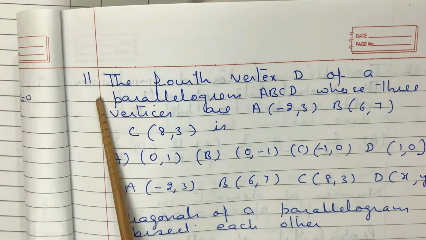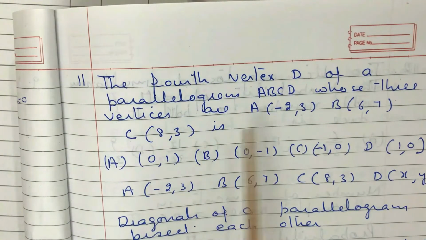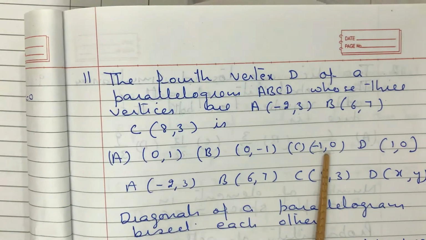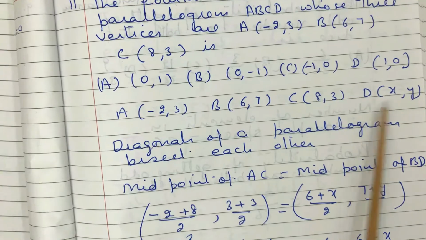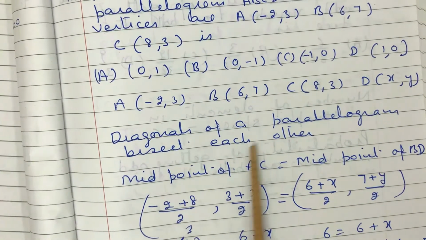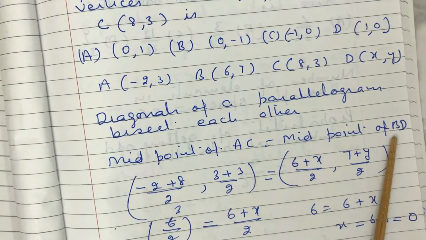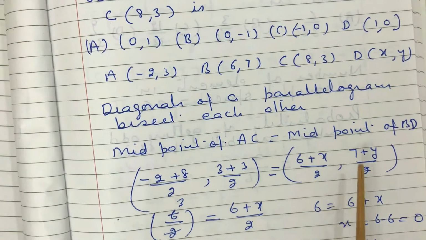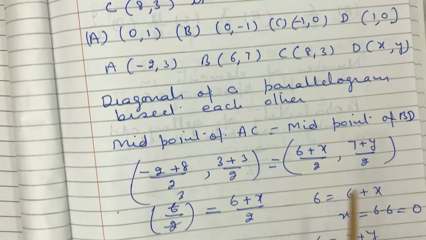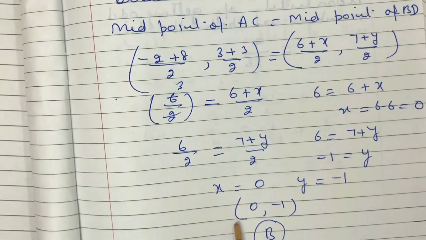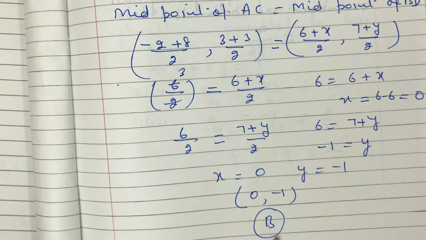Now 11th question. The fourth vertex D of a parallelogram ABCD whose 3 vertices are given. Now there are 4 options. Now these are the 3 vertices and let D be x and y. Now we know diagonals of a parallelogram bisect each other. So midpoint of AC is equal to midpoint of BD. Find the midpoint of AC, find the midpoint of BD. So this is equal to this and this is equal to this. Here you will be able to find the value of x and y. That will come out to be 0 and minus 1. So B is the option.